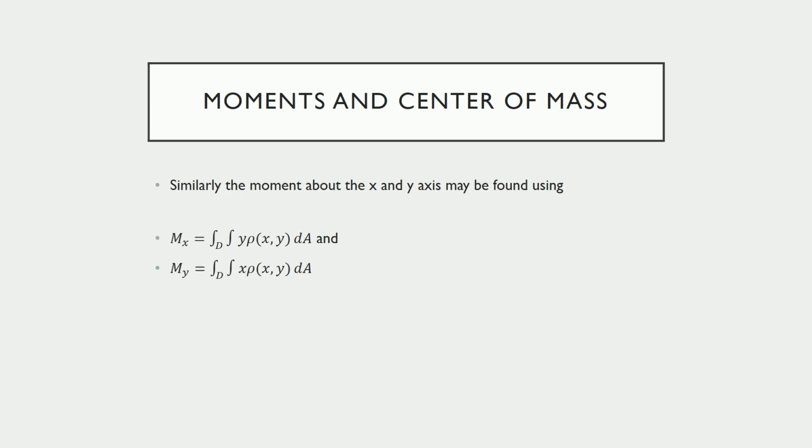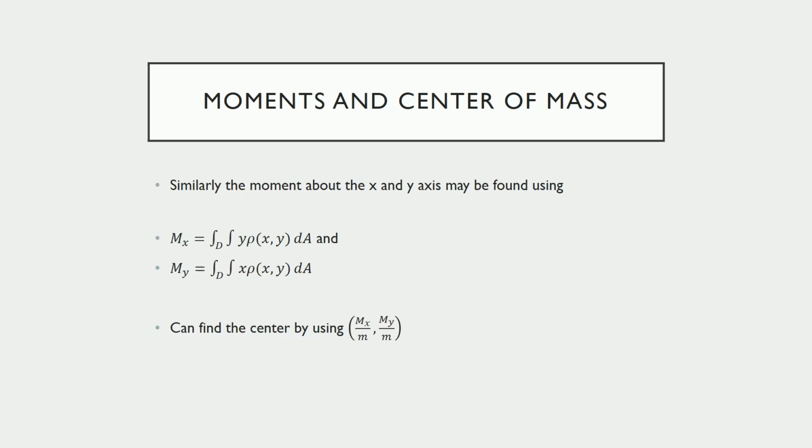Now, these are useful for finding your moments. You can also find your center of mass by just taking these moments and dividing them by your mass. And that just tells you where the center of mass of your object is. So hopefully that helps out a little bit.